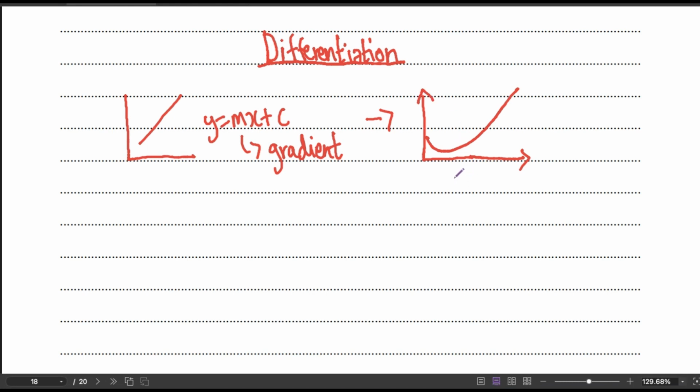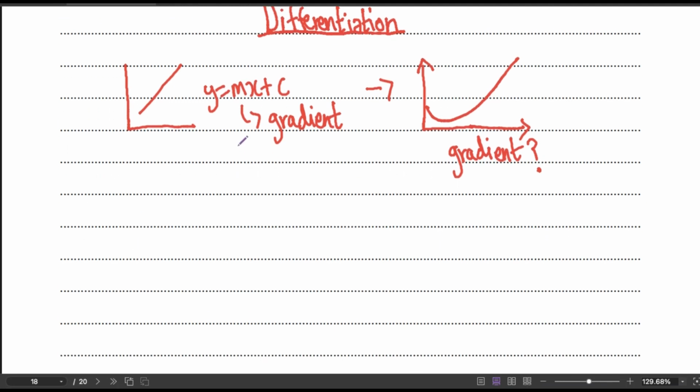Does this curve have a gradient? Or what does it mean for a curve to have a gradient? Is that a thing? Does it make any sense? Well, the answer is yes and no. So the curve does not have a gradient, but each point on the curve has a different gradient. So let's say we have this curve, right? We'll choose our own example.